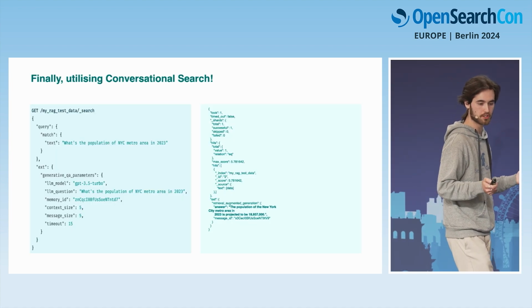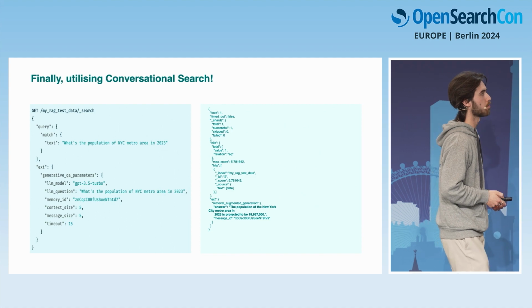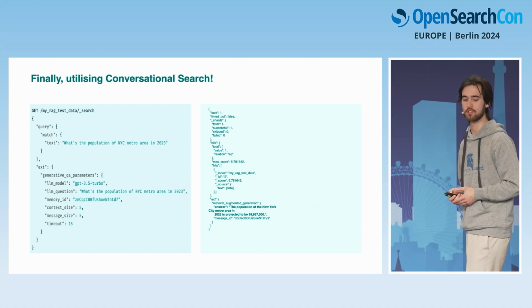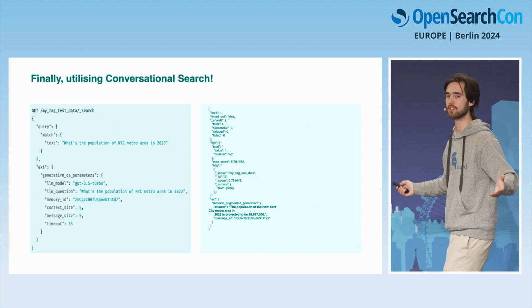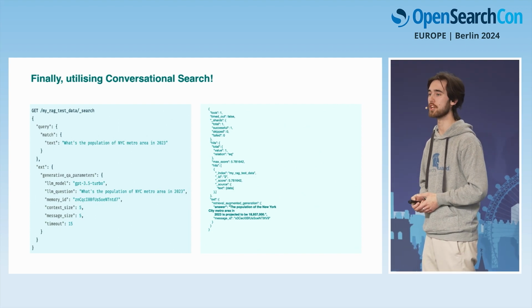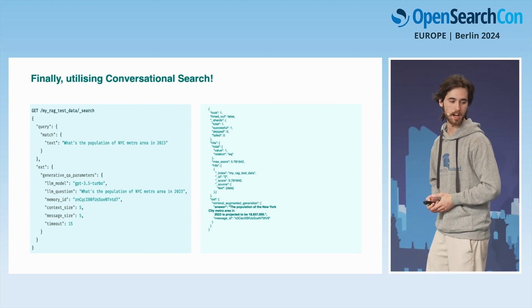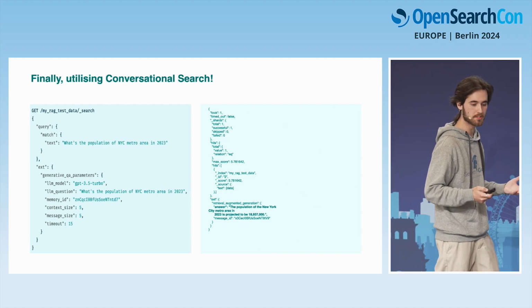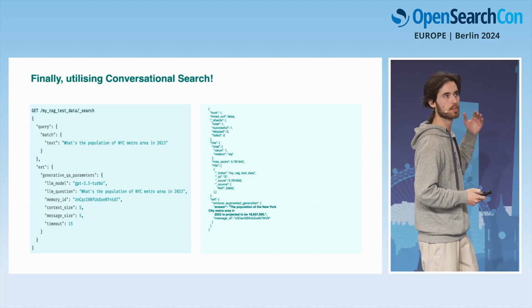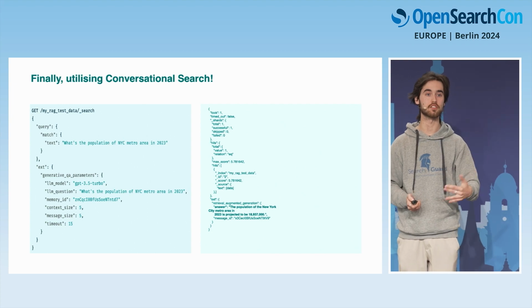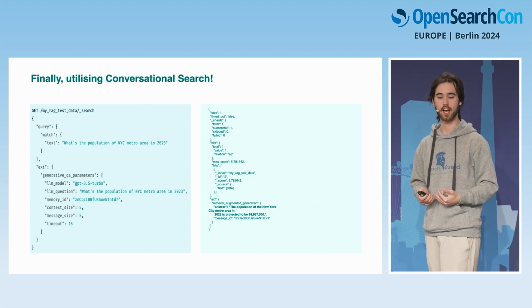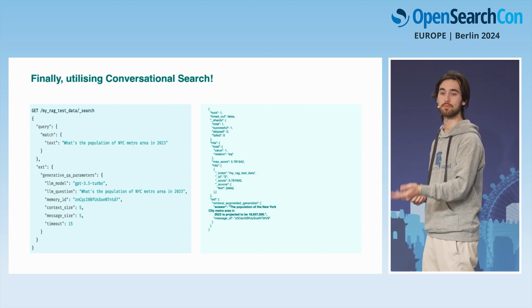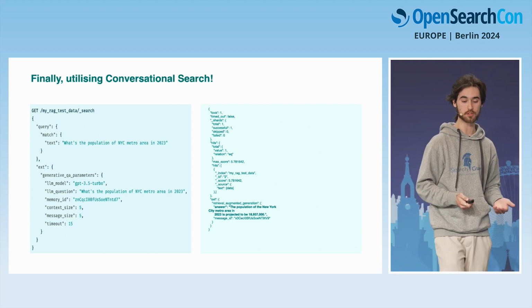So here's a simple example of how we utilize it once it's all set up. We're just going to do a simple search. We're going to do a query match to find a document within our index that has information about the population of New York. Then we're going to fill in the generative parameters, which is the information from when we were creating our connector at the very beginning. We can reconfigure the model name. Maybe we don't want to use GPT 3.5, we want to use GPT 4. That can also be changed at that level.